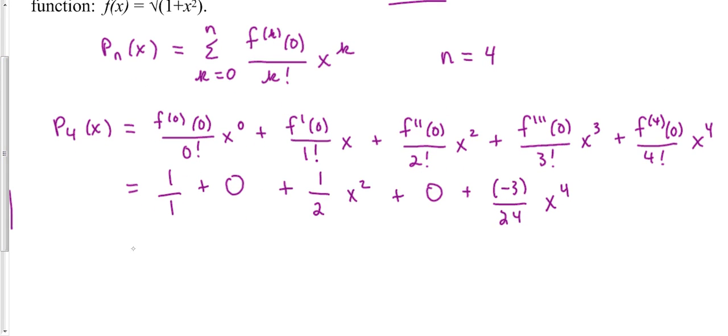So when I do a little canceling here, I'm going to get my Taylor polynomial centered at x equals 0 is going to be 1 plus 1/2 x squared minus 1/8 x to the 4th. And remember that this is centered at x equals 0.